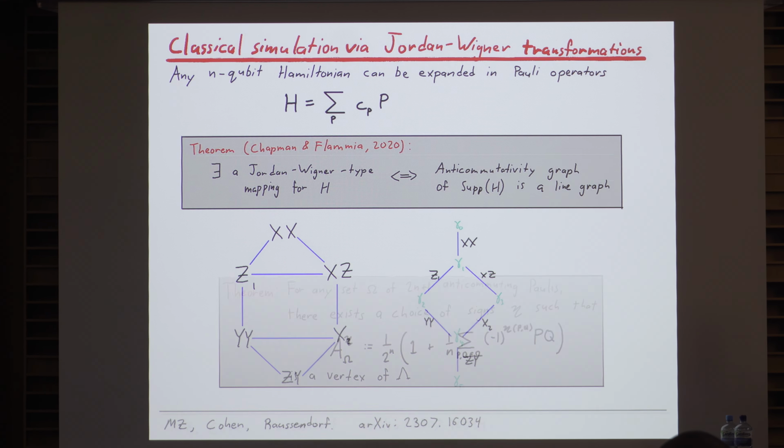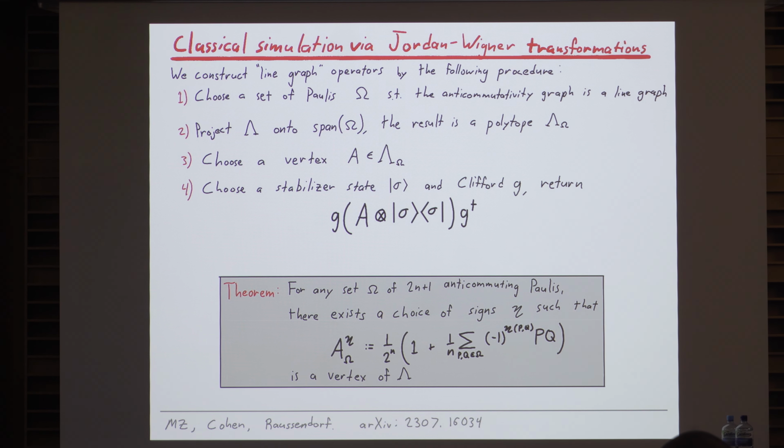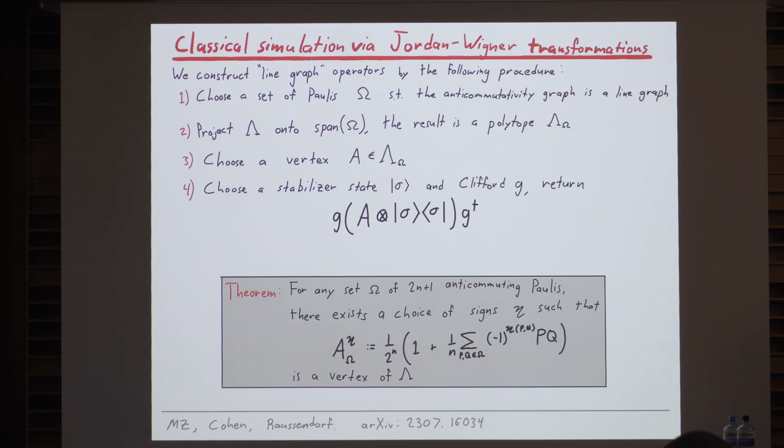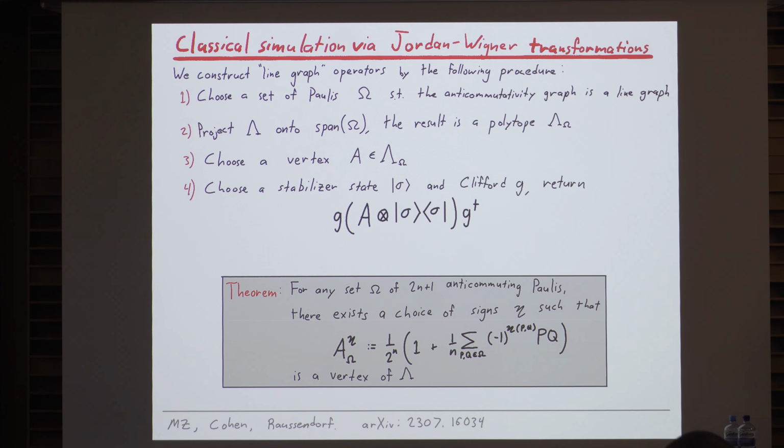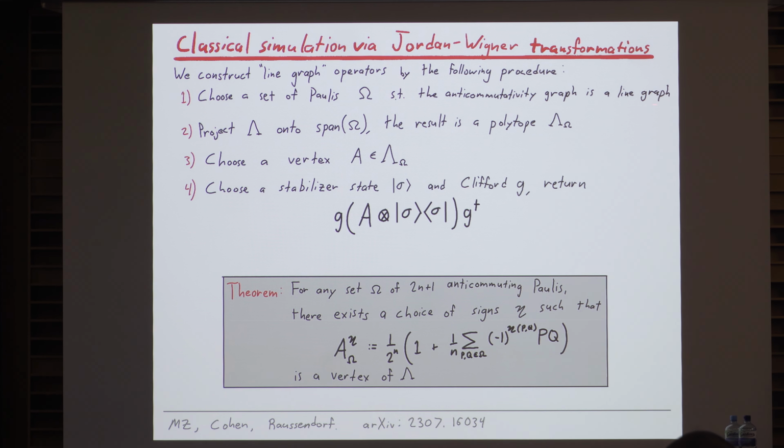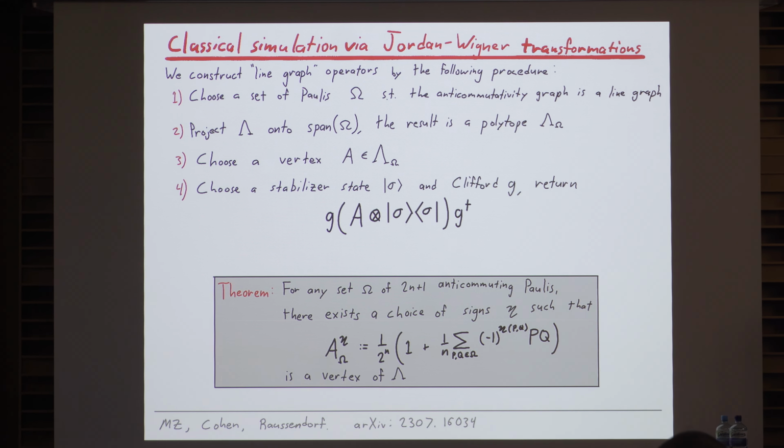Now, our motivation is a little bit different. We want to construct a new quasi-probability representation based on this idea. So we call these things line graph operators. We construct them by the following procedure. So first, we choose a set of Pauli operators, omega, such that the anti-commutativity graph is a line graph, such that there exists one of these Jordan-Wigner style transformations.